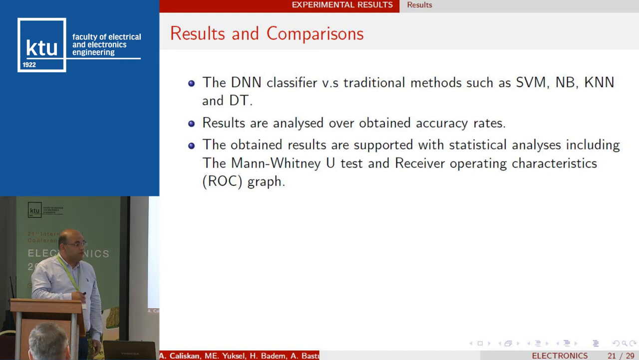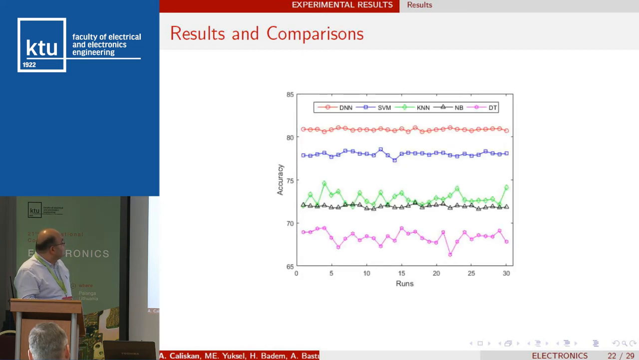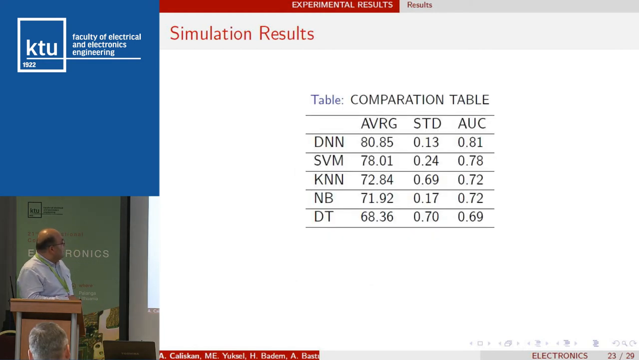We compare the DNN classifier with traditional methods, including SVM, naive Bayes, k-nearest neighbors, and decision tree. Results are analyzed over obtained rates. The obtained results are supported with statistical analyses, including the Mann-Whitney U test and ROC graph. As can be shown in this figure, over 30 runs the accuracy of the DNN is each time better than the other methods used in this paper. Looking at the mean value of the 30 runs, DNN has the better average rates. DNN also has the lowest standard deviation. This means that DNN is more stable than the other methods.